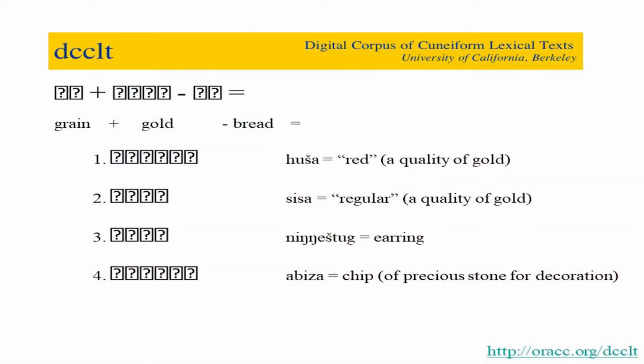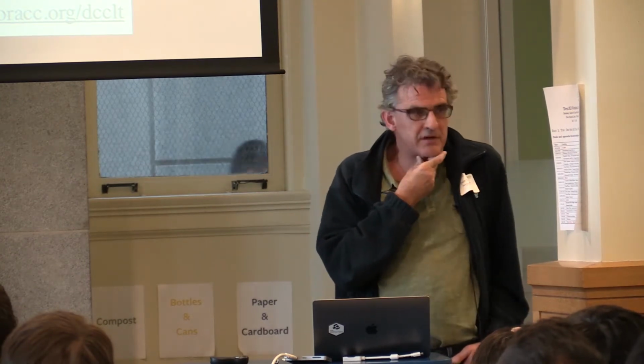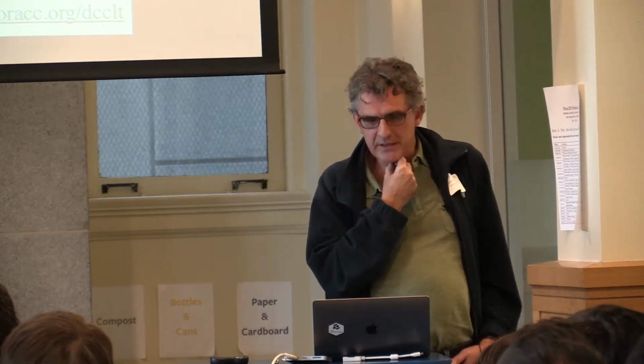Let's try a slightly different one. What if we took grain? Bread is made out of grain, so we subtract bread from that and we see what is made out of gold. Let's look for that. So these are the top 4 entries. Not exactly what I would have expected, but still pretty good.